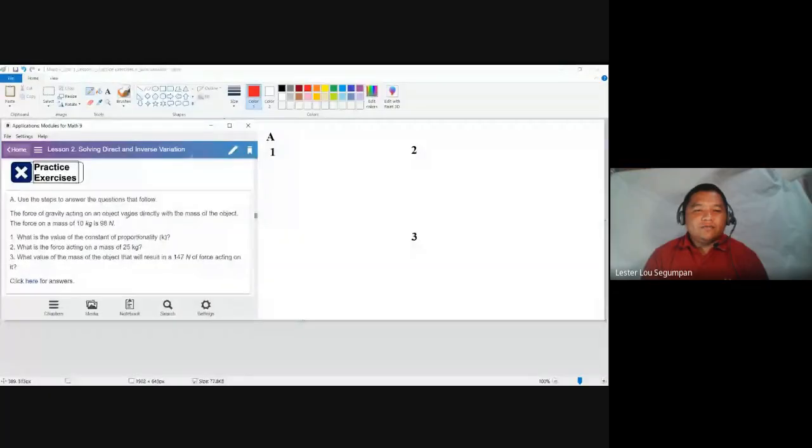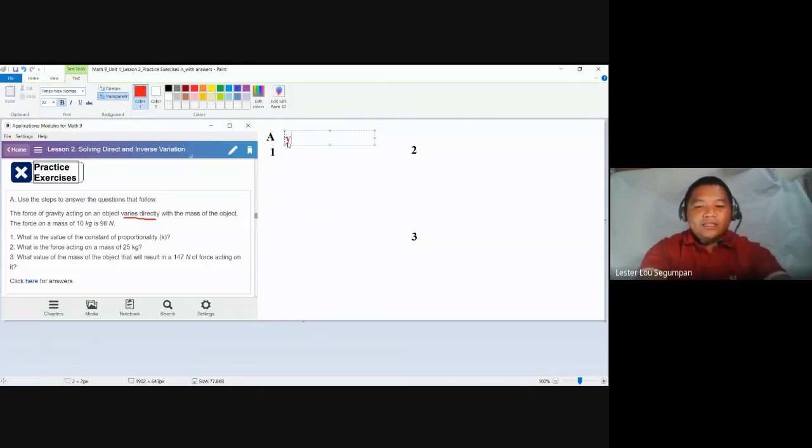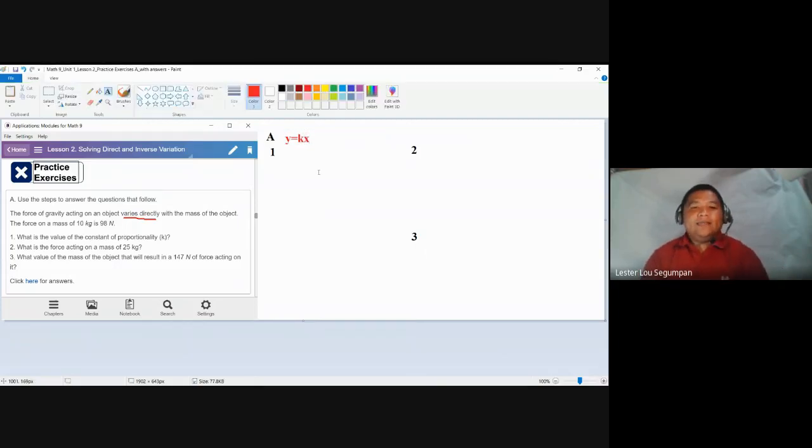The term here is "varies directly." So we know that it should be in the form y equals kx. Again, it should be in the form y equals kx, where k is your constant of proportionality. In the statement, it's very easy to understand. The force of gravity is your y, and then the mass is your x.